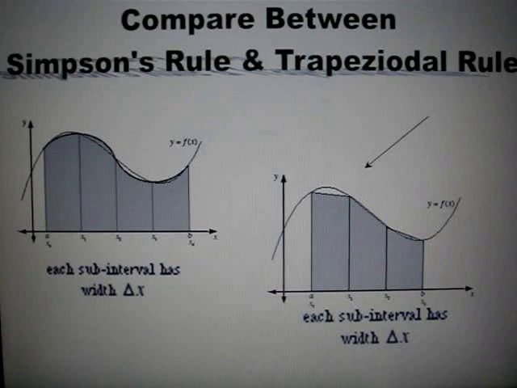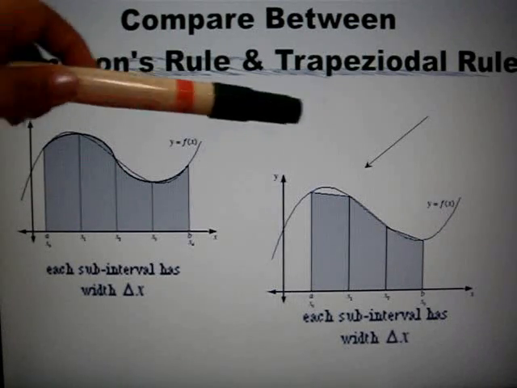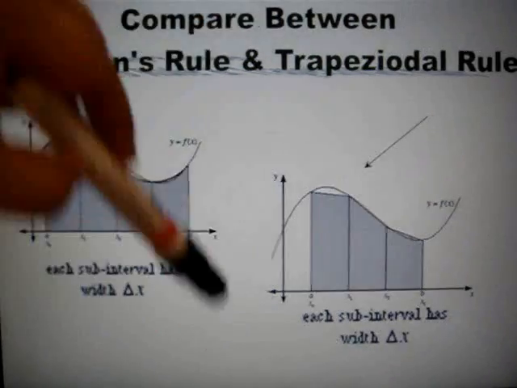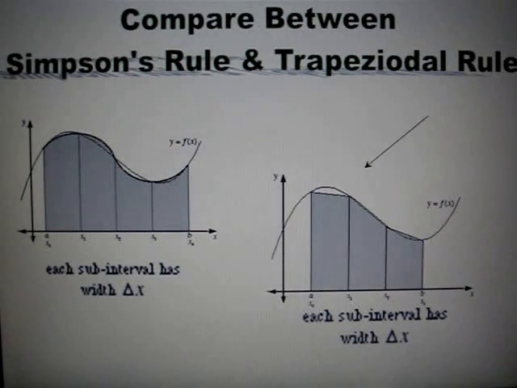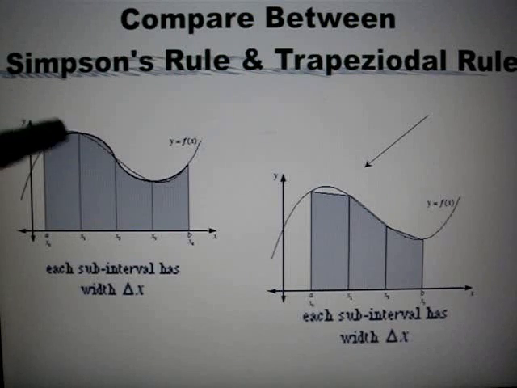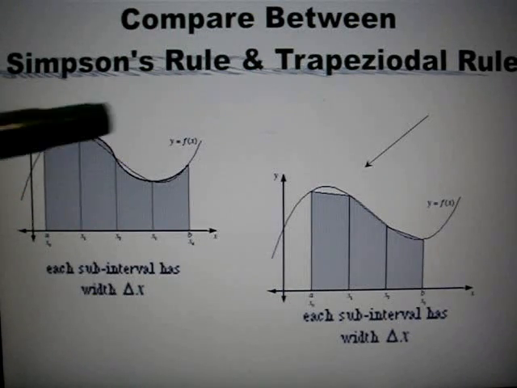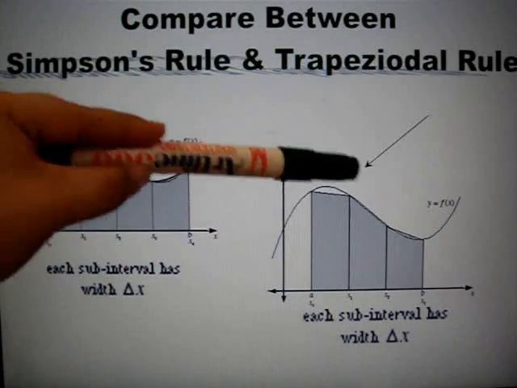Now let's compare Simpson's rule and the trapezoidal rule. This is Simpson's rule and this is the trapezoidal rule. So you can see for Simpson's rule, there's a little gap in between. But for the trapezoidal rule, you can see there's a big gap here.